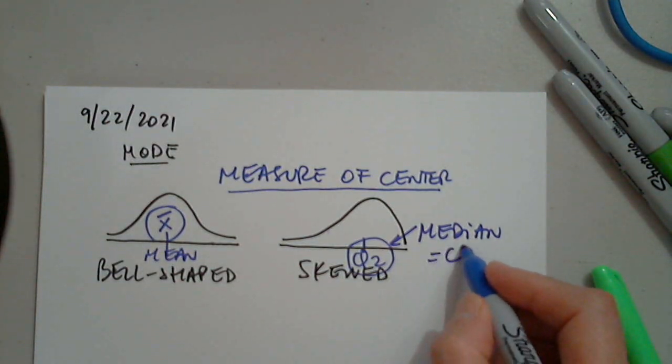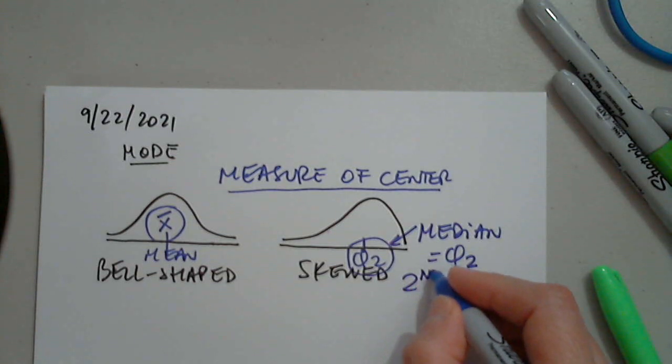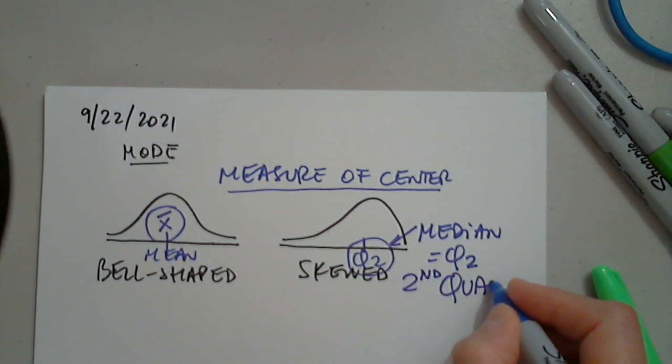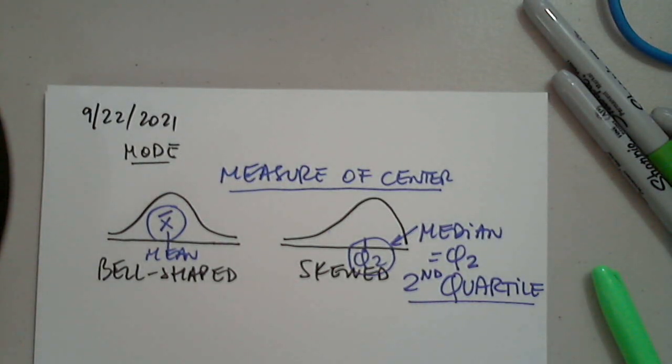Median is also called, as I said, Q2. We're going to talk about it today. It's the second quartile. It doesn't matter if it's skewed to the right or to the left. The same idea. Okay, I'm going to share.